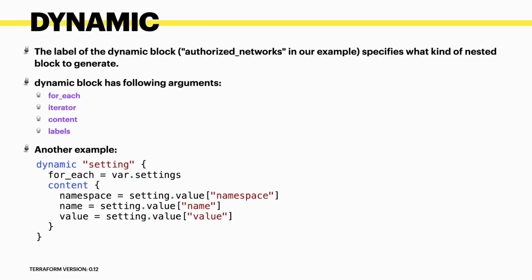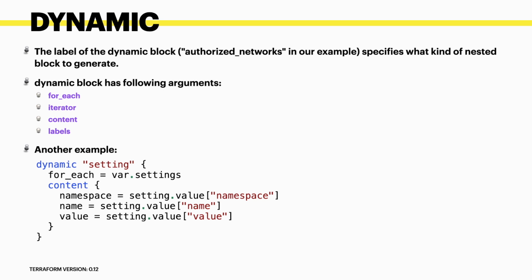The label of the dynamic block, authorized_network in our example, specifies what kind of nested block to generate. A dynamic block has the following arguments: for_each, iterator, content, and labels. The for_each argument is repeated over the map or set provided.